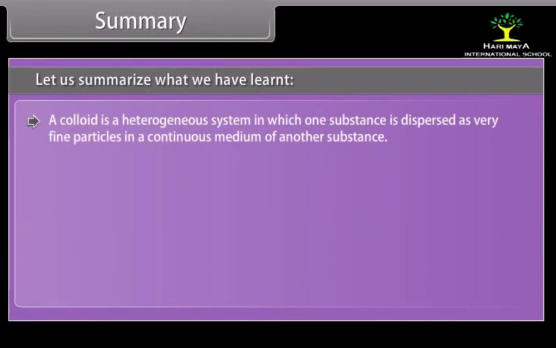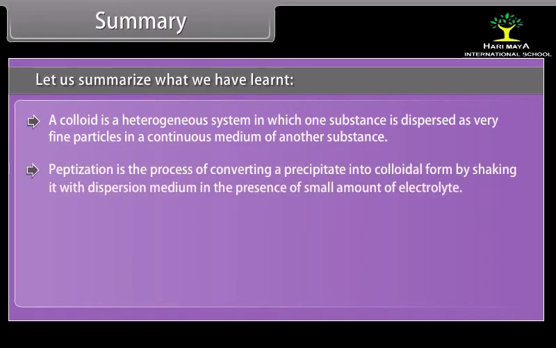A colloid is a heterogeneous system in which one substance is dispersed as very fine particles in a continuous medium of another substance. Peptization is the process of converting a precipitate into colloidal form by shaking it with dispersion medium in the presence of a small amount of electrolyte.